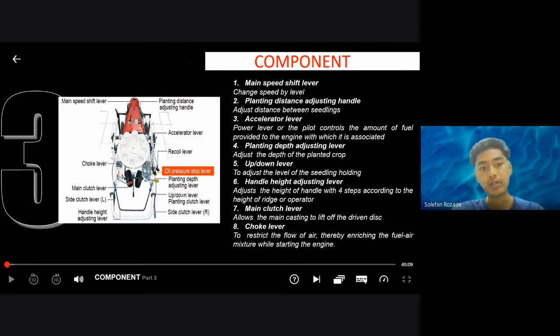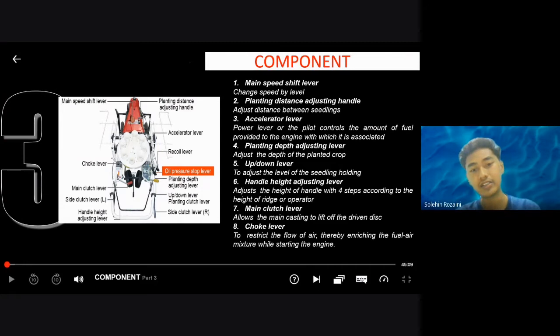The second one is the planting distance adjusting handle. This is used to adjust the distance between seedlings. Let's say we want the seedlings 2 inches one by one, so we can adjust it. The third one is the accelerator lever. The power lever or the pilot controls the amount of fuel provided to the engine. This one is for how much fuel we need to use.